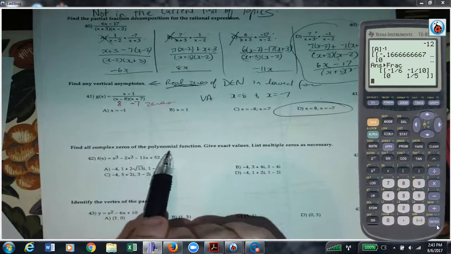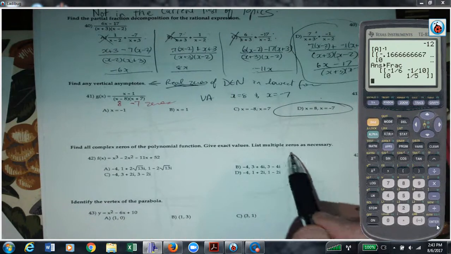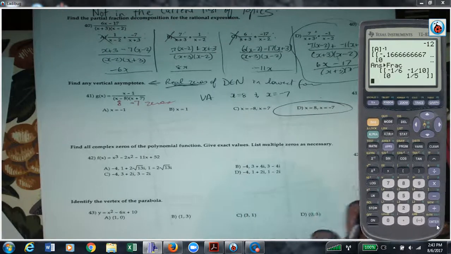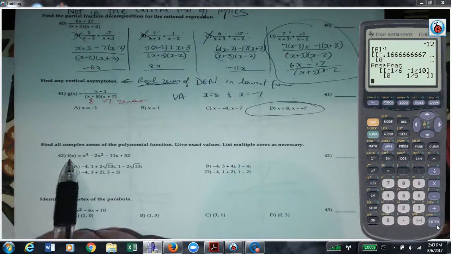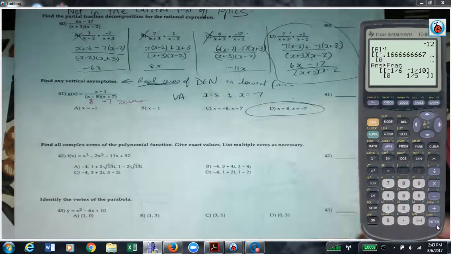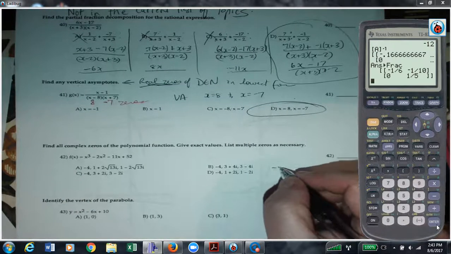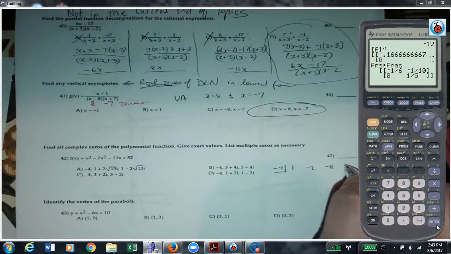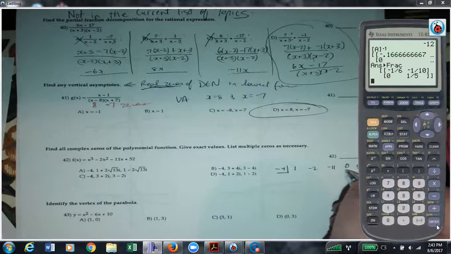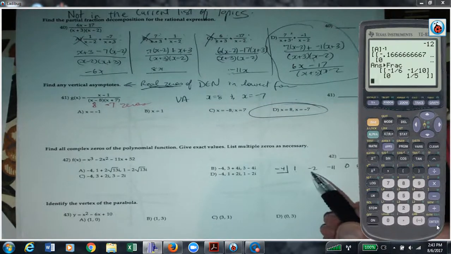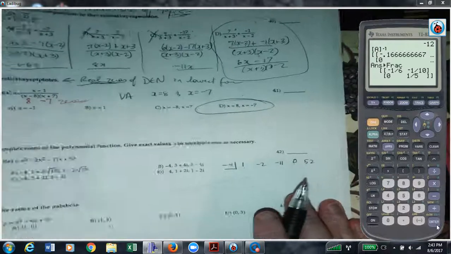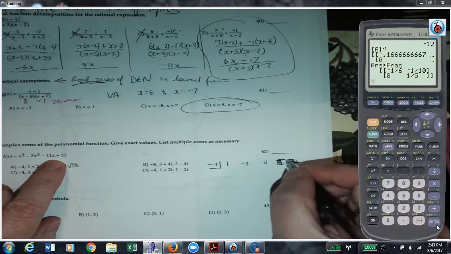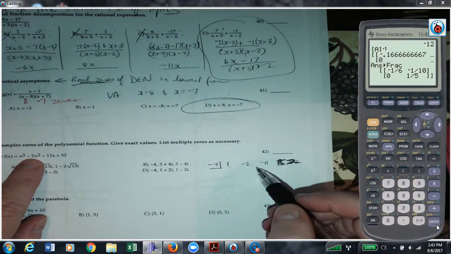Find all complex zeros of the polynomial function, give exact values, list multiple zeros as necessary. Okay, all of these have negative 4 as a zero. All of them do. So I know negative 4 is a zero. So I can use that in synthetic division, and I can get the rest of the zeros this way. Now don't forget, it's 1 times x cubed, negative 2 times x squared, minus 11x, and then 52. So we don't have a zero placement there. So all powers of x are represented.